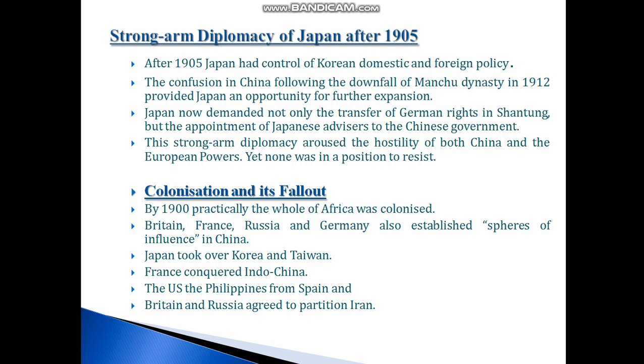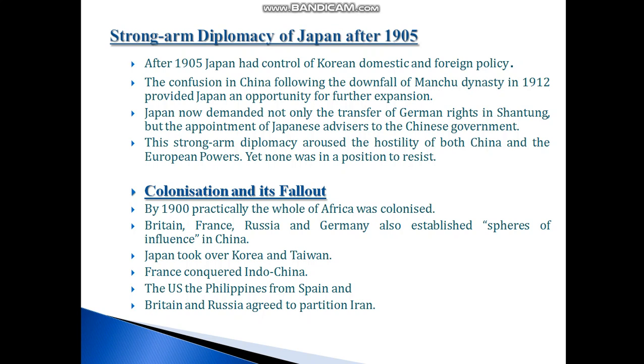Japan now demanded not only the transfer of German rights in Shantung but the appointment of Japanese advisors to the Chinese government. The strong arm diplomacy aroused the hostility of both China and the European powers, yet none was in a position to resist. And next subtitle, Colonization and its fallout.